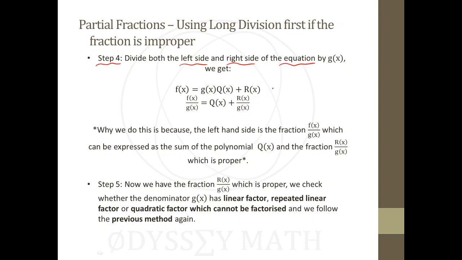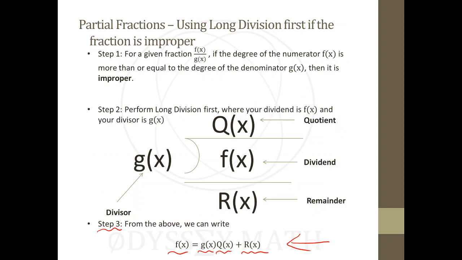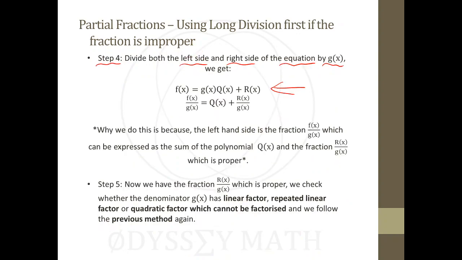In step number 4, we are going to divide both the left side and right side of the equation by g of x, which is the denominator of this fraction. We get this equation over here, f of x over g of x equals q of x plus r of x over g of x.